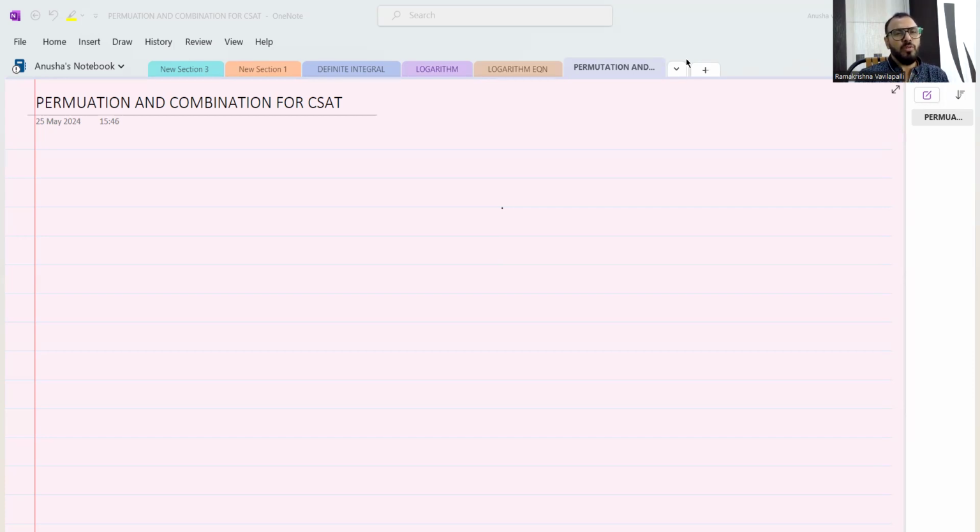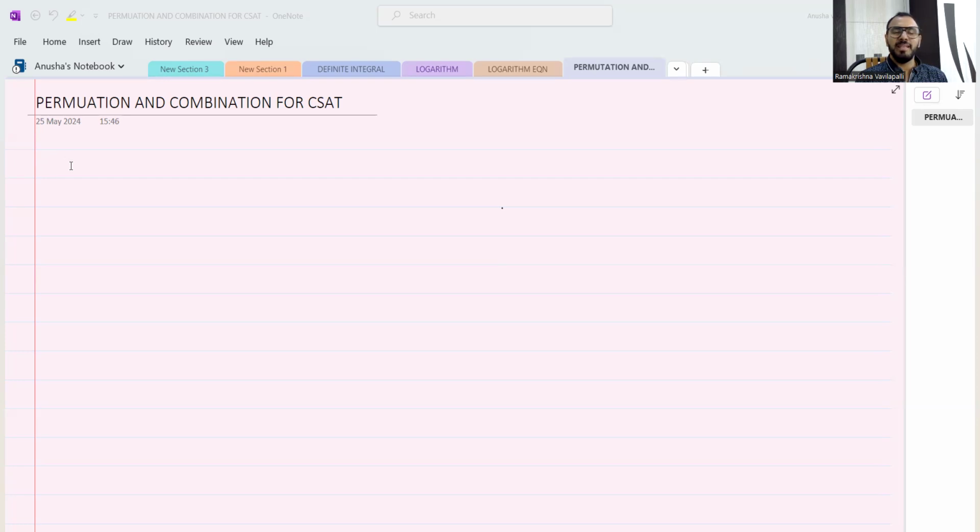So before going to explain what is permutation or what is combination, I will explain what is factorial. After that, I'll explain what is a multiplication rule and what is an addition rule and how these rules can be applied in the arrangement of objects.